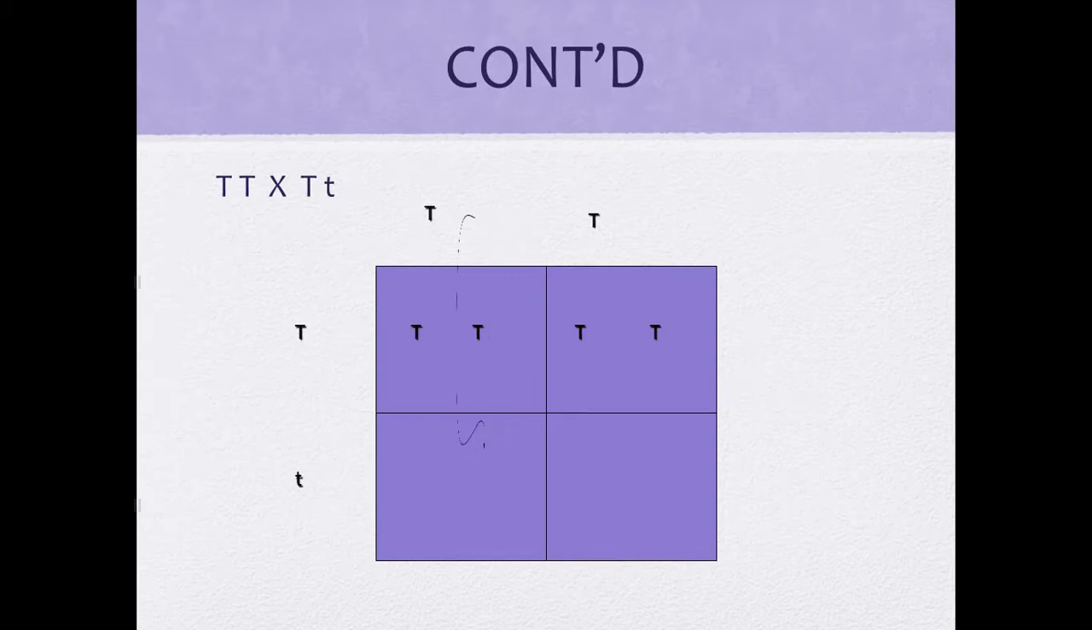Then you move on to the next box. Big T goes here from the top, and this time little t goes here from the side. And the last box, big T from the top and little t from the side. So remember, top down, side over.